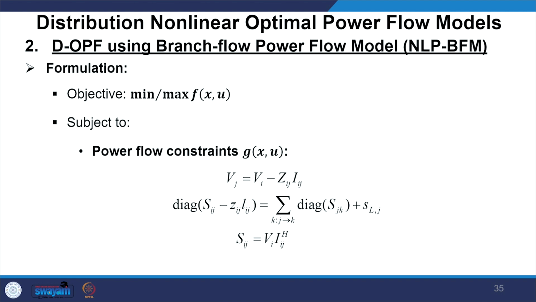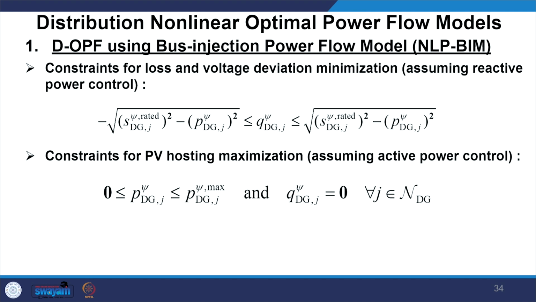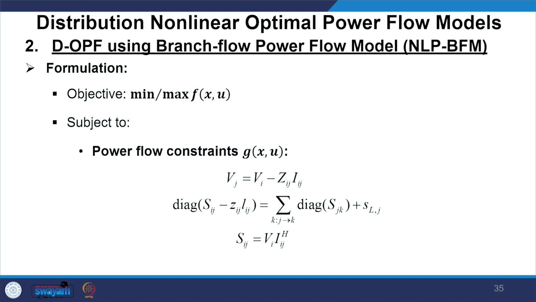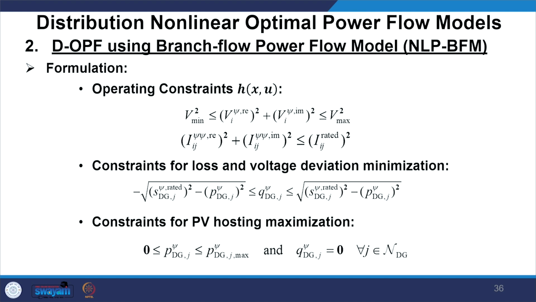Now, similarly, instead of the previous cases where we discussed the bus injection power flow model, we can also consider the branch flow power flow model. The formulation is slightly different. Again, the objective function, power flow constraints, operating constraints, as well as PV hosting maximization, as well as voltage deviation capacity. So, popularly, this is known as SOCP, if I am correct, and then probably we'll look into these models in due course of time.